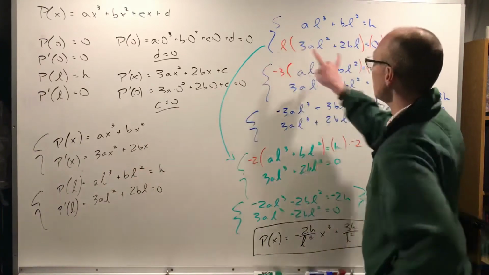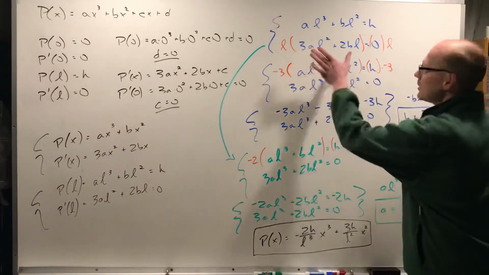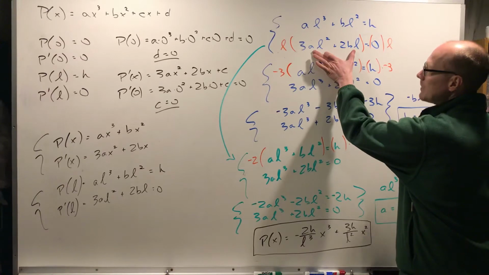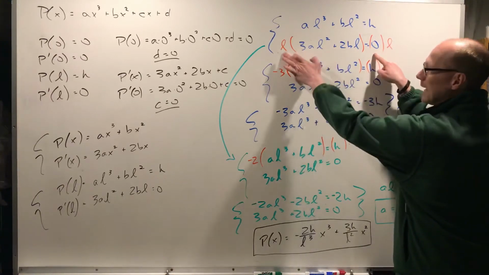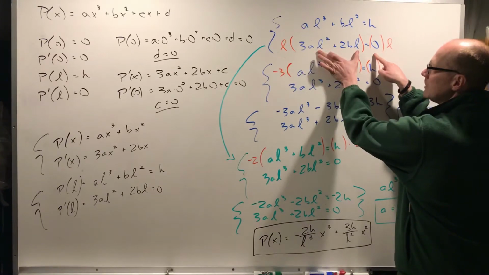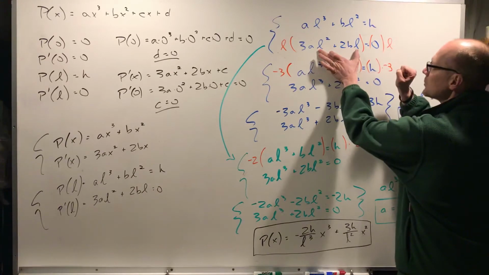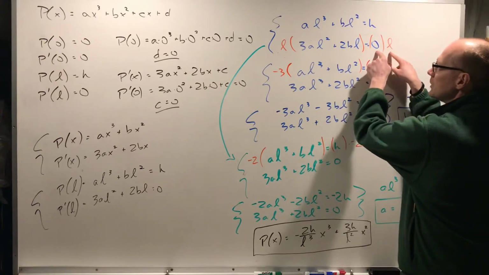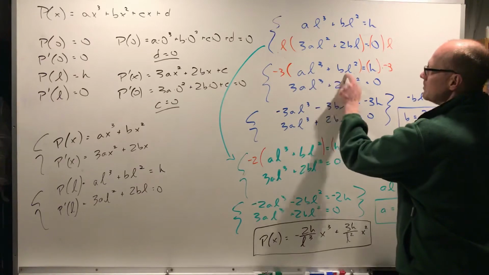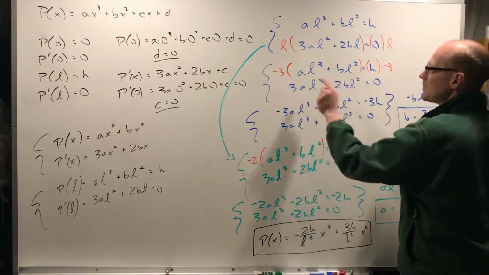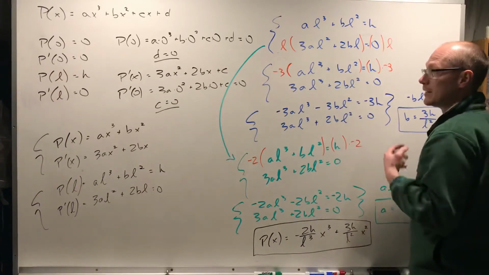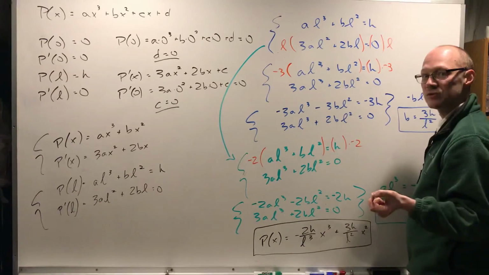In fact, I'm going to take them up here, write them in blue. And what I'm going to do with this bottom function that was the derivative, I'm going to multiply both sides of this equation by the constant L. And what that will do is it will give me L cubed, L squared, but still 0. So now the two equations are AL cubed plus BL squared equals h, and 3AL cubed plus 2BL squared equals 0.